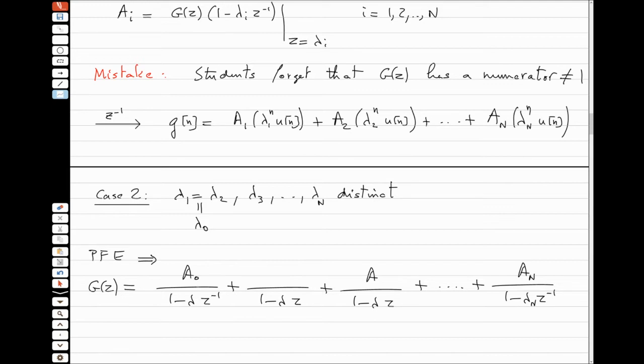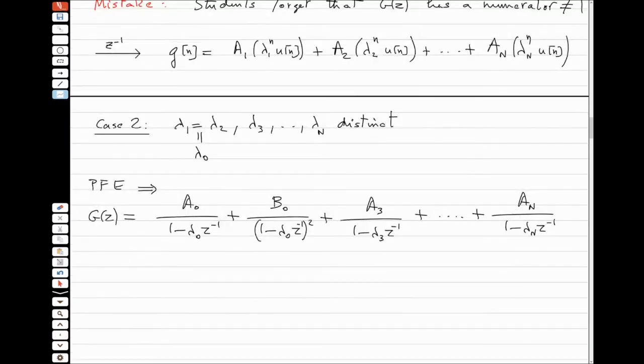Which is like that. But this may remind you of what you saw in Laplace, but you have to be careful about the exact formula. The problem is how to find A naught, B naught, A3, AN.